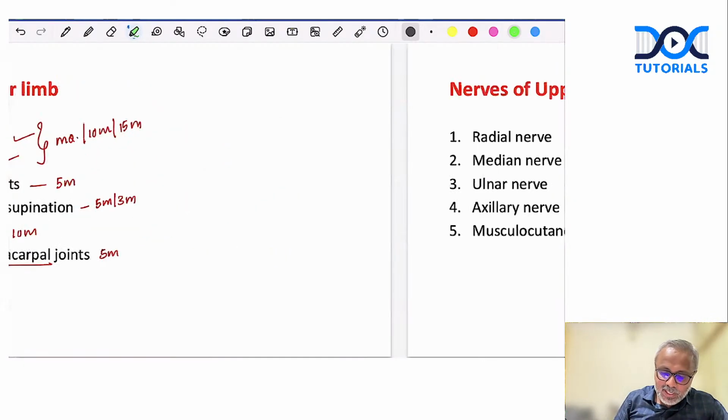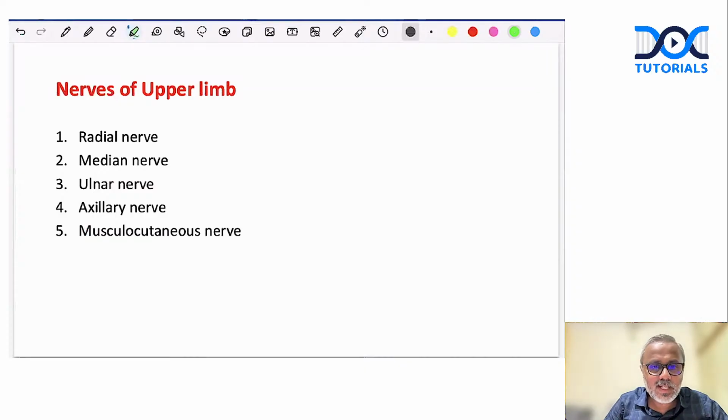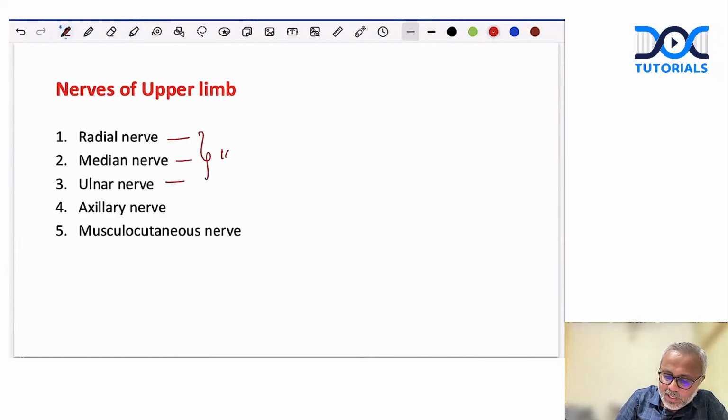Then the last, and we have 2 more chapters, of course. One is the nerves of the upper limb, and the other one is regarding the cutaneous innervation. In the nerves of the upper limb, again, radial nerve, median nerve, ulnar nerve. All these are 10 marker questions. Okay, long essays, starting from their formation, course, branches, area of distribution, clinical anatomy, everything, right?